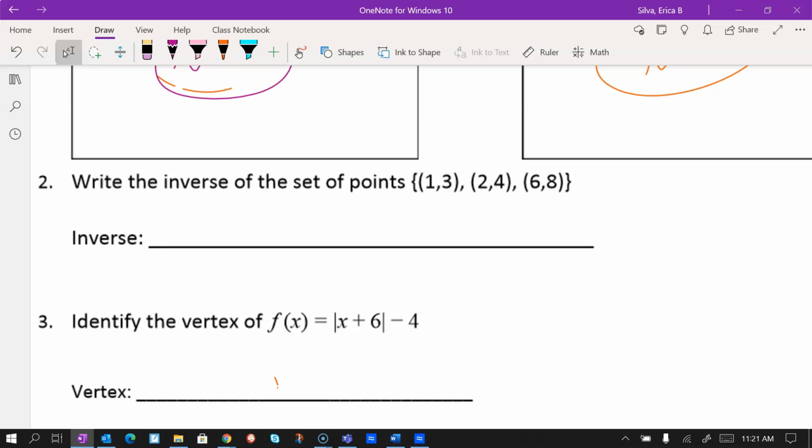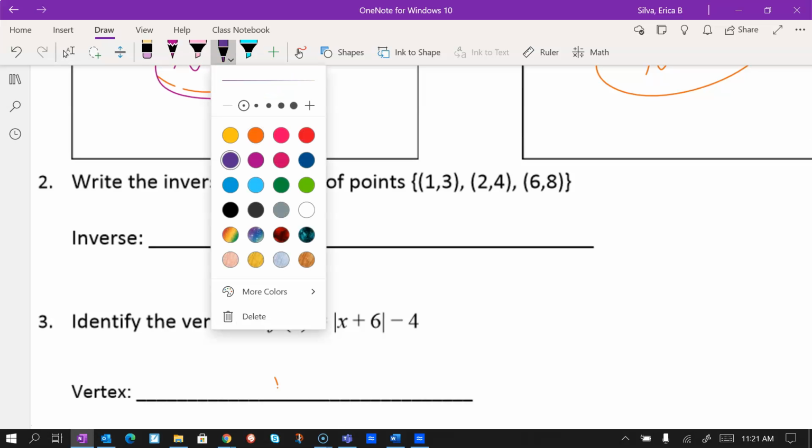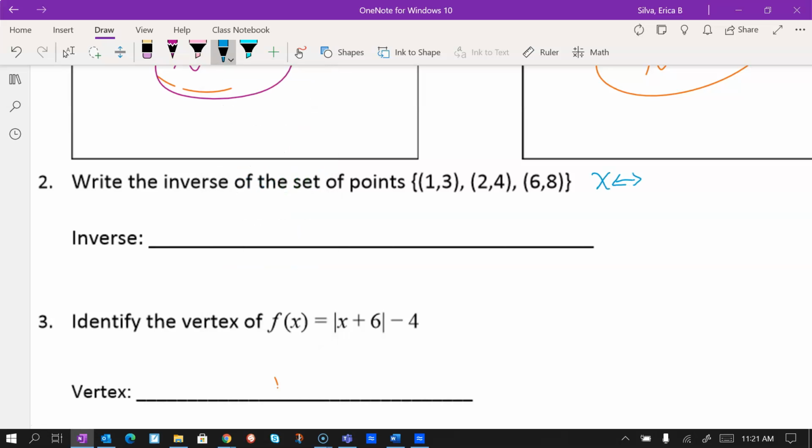Whenever we write the inverse of any function, inverse is basically when we just switch the x for the y and the y for the x. So to write this set of points, or the inverse of this set of points, we're going to switch the x and the y. So now we have 3, 1. Then we have 4, 2. And then finally we have 8, 6. Where your x's are now your y's, and your y's are now your x's.